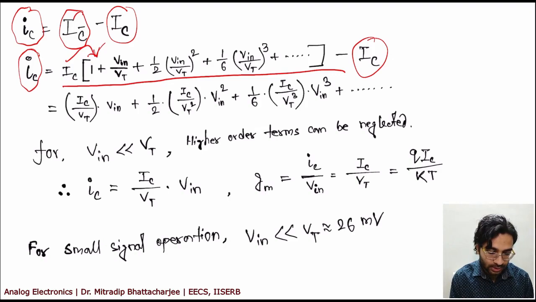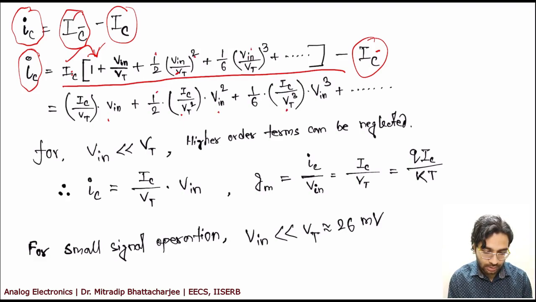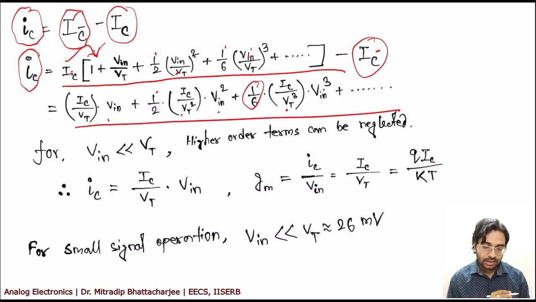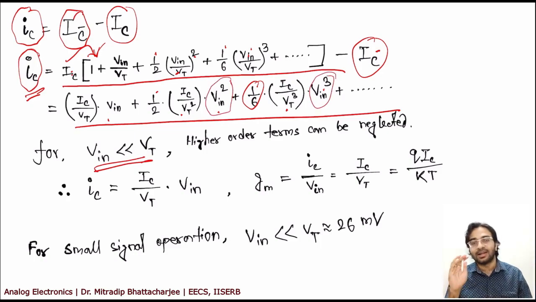Now if you multiply I_C with this expression, this I_C and this I_C will be cancelled, and you are left with I_C by V_t into V_in, then I_C by V_t square into V_in square, and half is there, then I_C by V_t cube into V_in cube, 1 by 6 is there. So this is your expression of I_C. For V_in very much less than V_t, these higher order terms can be neglected.